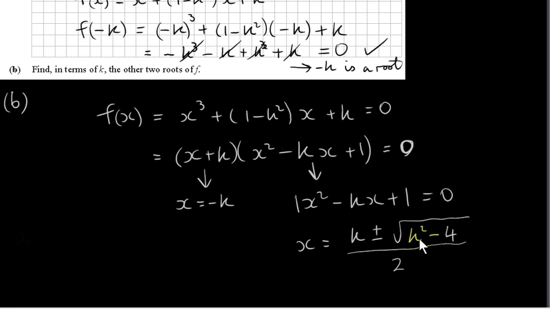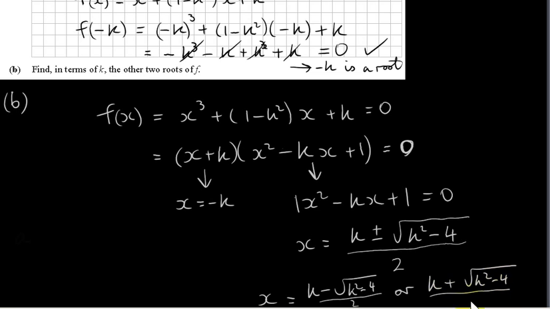We can't really break this expression down. We could factorize k squared minus 4 into k minus 2 times k plus 2, but we can't do anything with it because the two factors are different, so we can't take the square root. So we have to leave our answer like this. If you like, you can write down the two separate values of x. One value is k minus the square root of k squared minus 4, all over 2. And the other root is k plus the square root of k squared minus 4, all over 2.